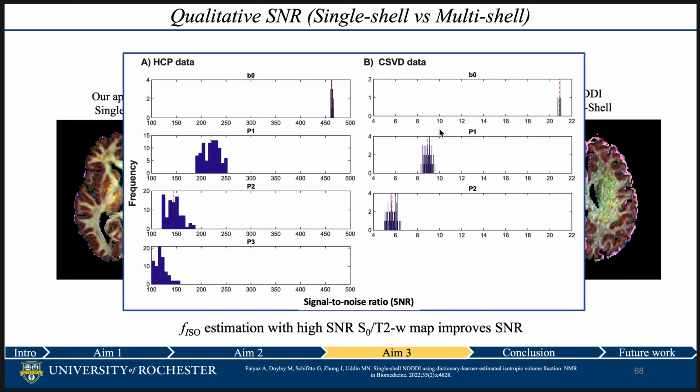This is also true for the clinical data. I want to highlight this drastic difference between the high quality HCP data, which had a B0 SNR of 450, and the clinical data, which was around 20. And for the P2 protocol, we were almost losing all the signals, and there was more noise here. So you can imagine how multishell fitting could actually impact the fitting quality.